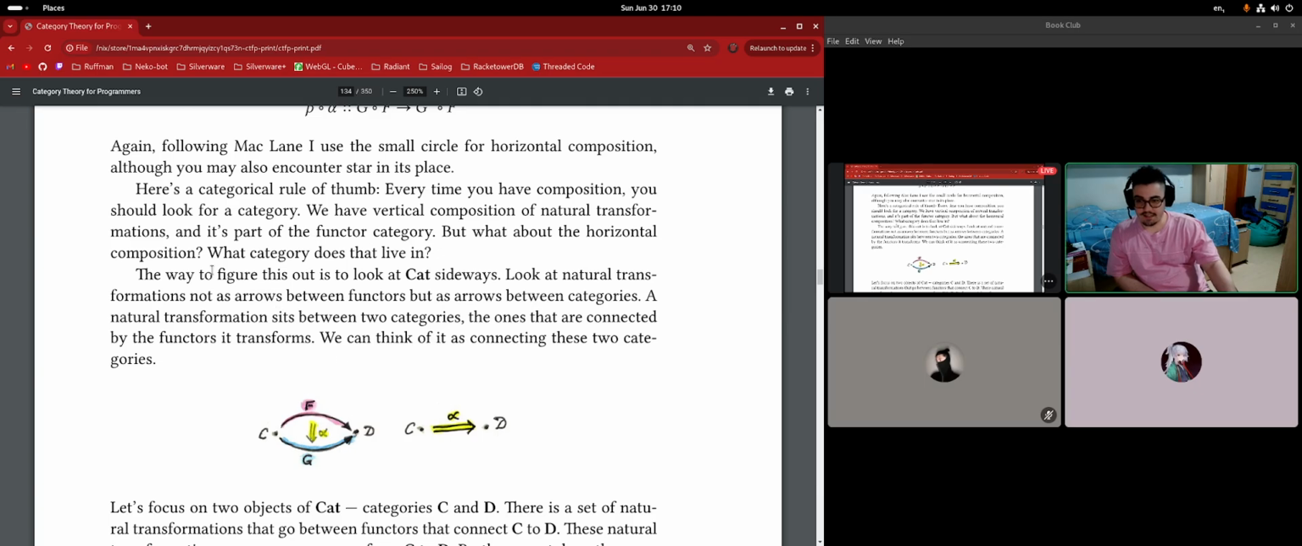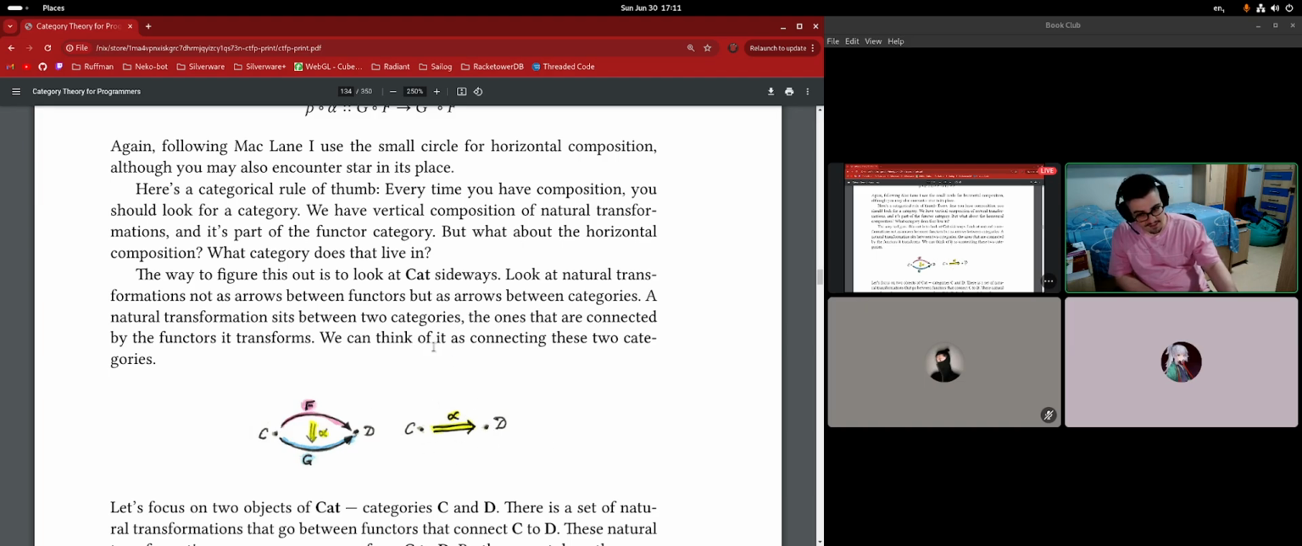To see that a little bit more clearly, you need to look at a cat sideways, which is a little strange visual thing. So look at natural transformations not as arrows between functors, but as arrows between categories. A natural transformation sits between two categories, the ones that are connected by the functors it transforms. If you have a category C and a D, you have two functors and an alpha connecting the functors. You can think that you're connecting the two categories using alpha horizontally.